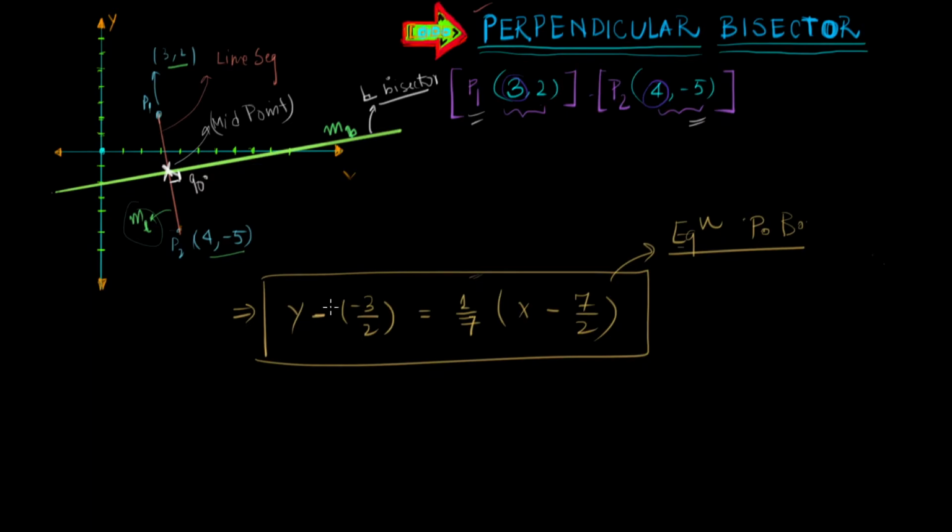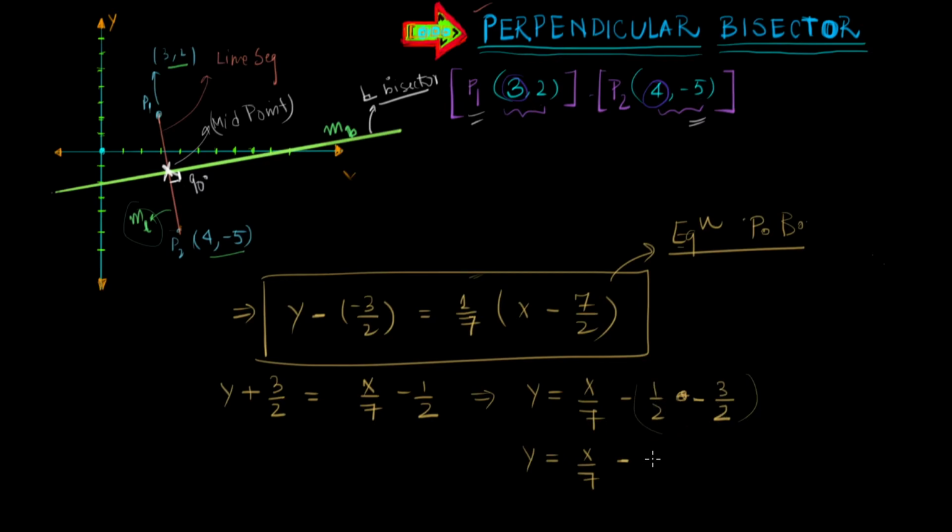We can solve this eventually, and if you want to solve that, you must just add them up like so. So that's y minus 3 by 2 is y plus 3 by 2, equals x by 7, and 1 by 7 times 7 by 2 is minus 1 by 2. At this point, we can make y the subject of the equation to get y equals x by 7 minus 1 by 2, minus 3 by 2. If you add these two fractions up, you get y equals x by 7 minus, well, 3 plus 1 is 4. 4 divided by 2 is 2. This is the equation of the line.